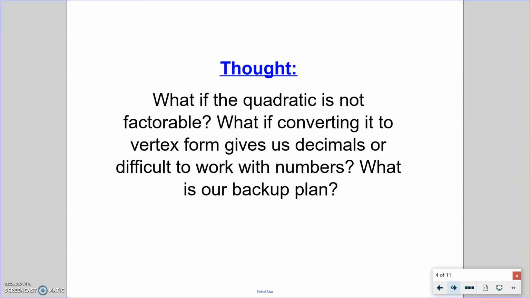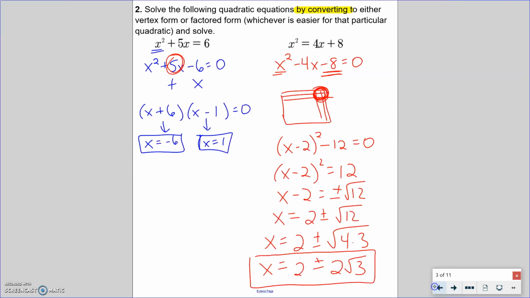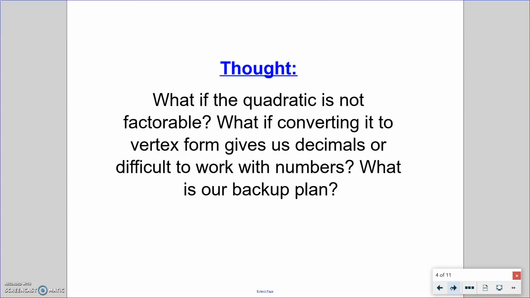All right, so here's a thought, and here's what today's video is going to start us thinking about. What if the quadratic's not factorable? What if converting it to vertex form gives us decimals or difficult to work with numbers? Like, for example, we didn't want to complete the square for this guy, right? What if we had something like that? And what if it's not factorable either?